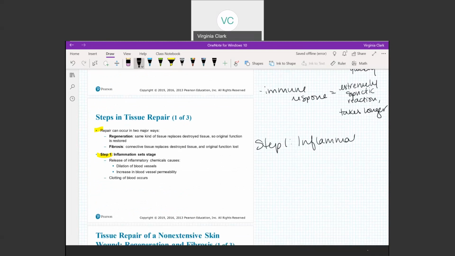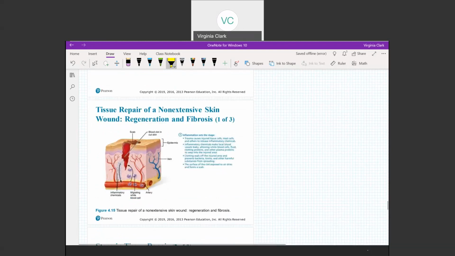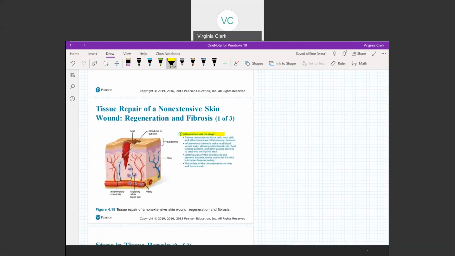There's going to be an immediate reaction to what is going on. With this inflammation, you're going to have dilation of your blood vessels, and there will be more permeability in your blood vessels. Things can move through quickly, and then you'll get clotting. So inflammation will happen immediately after some sort of injury. You can see how inflammation sets the stage. We're going to start with our blood clots, and we're essentially going to increase our blood supply.